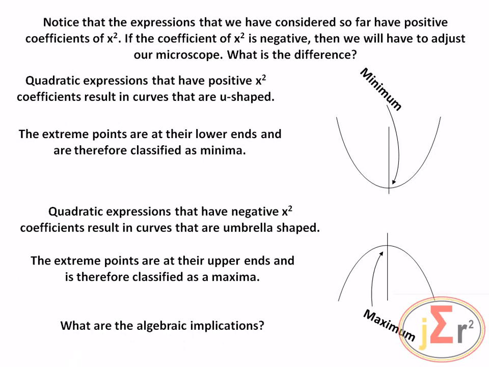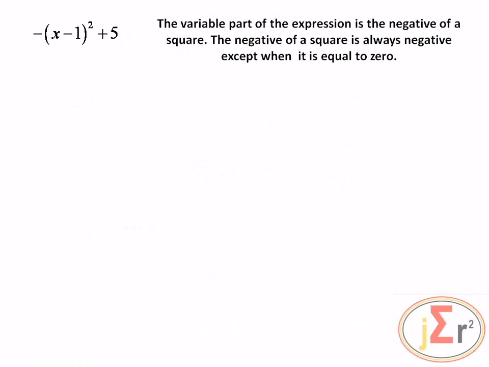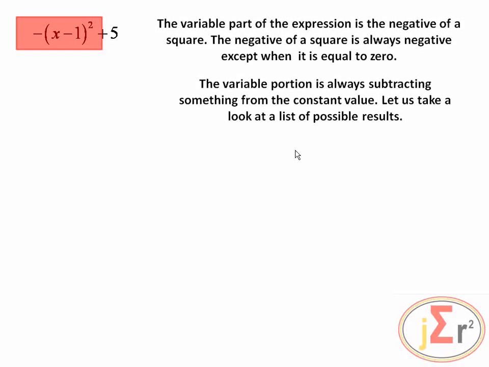What are the algebraic implications? The variable part of the expression is the negative of a square. The negative of a square is always negative except when it is equal to 0. So there we have the negative of a square. So we have negative something squared. So that's the negative of a square, and that is always negative except when it is equal to 0. The variable portion is always subtracting something from the constant value. So let us take a look at a list of possible results.